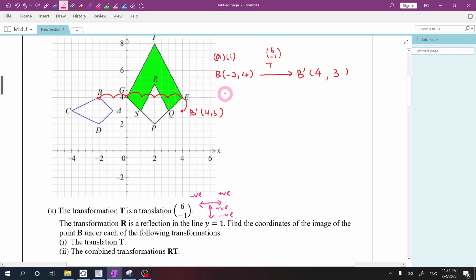Let's go to part 2. This is a combined transformation RT. You need to be more careful. In RT, T is the first transformation and R is the second transformation. So the first transformation is T. This one we have done just now, so we don't have to do it anymore. We just copy the answer. Now we are going to transform it using the transformation R, the second transformation. Since this is a second image, I will write B double prime.